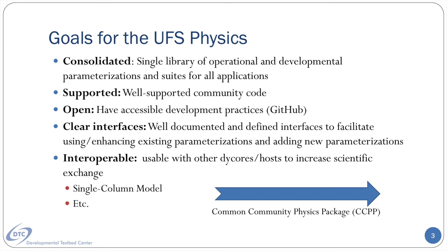Second, this library should be well supported and be accessible to the weather and climate community. Third, the library should be open and follow community-oriented development practices, such as utilizing Git for version control and GitHub for sharing code and coordinating development. Fourth, each physics scheme should have a clear, well-defined interface that is also well-documented. This should facilitate using and enhancing existing parameterizations, as well as providing a target or a template for new parameterizations to follow. Fifth, physics schemes should ideally be interoperable in the sense that they should be usable across many dycores.